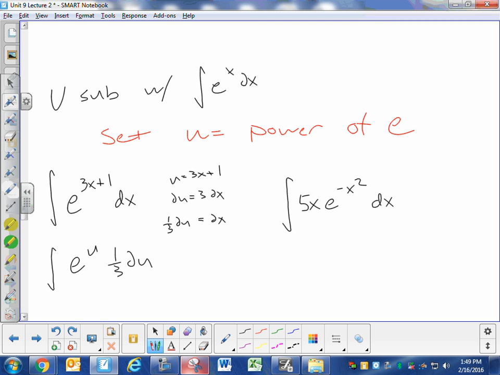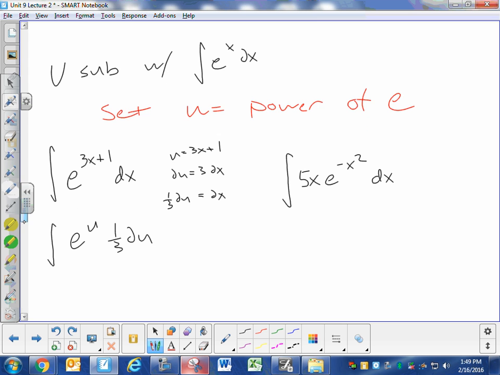Well, just like the antiderivative of e to the x is e to the x, the antiderivative of e to the u is e to the u. This 1/3 is just a constant. Remember, if we have a constant in front of a function, we don't take the antiderivative of this constant. This antiderivative is not going to be 1/3 u times e to the u. The antiderivative is going to be just 1/3 e to the u plus c, which gives us 1/3 e to the 3x plus 1 plus c.